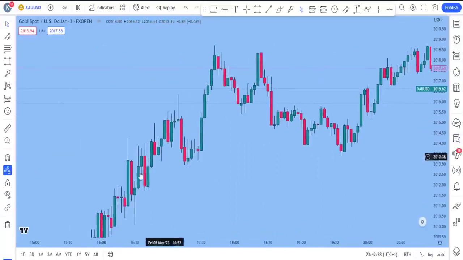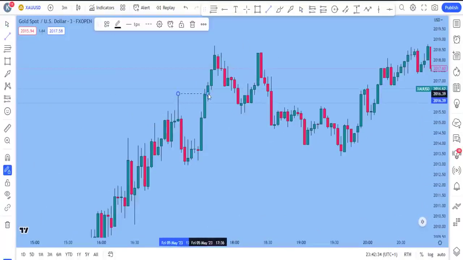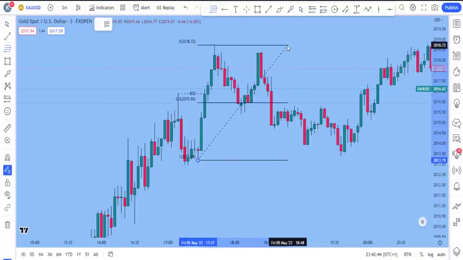Can you see as market was coming up to this level, and then we had this break of structure at this level? What we're going to do is pick our Fibonacci tool from here, measure from this level to the highest level it went to, that level. So this is our equilibrium level.